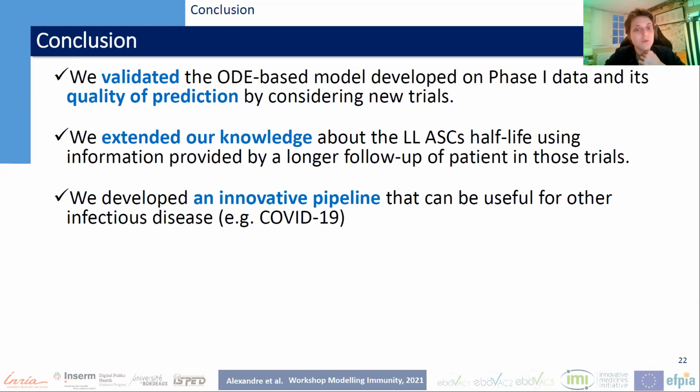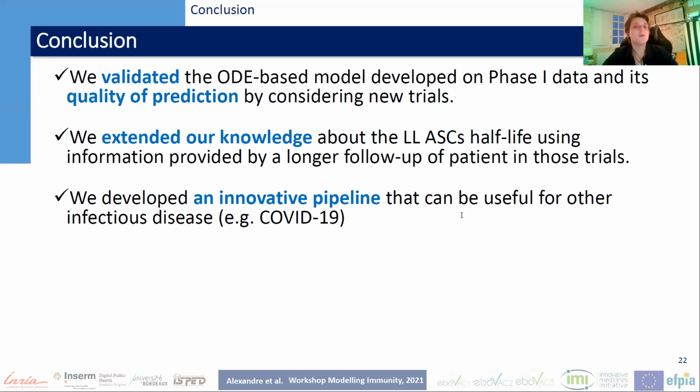To conclude, on all those results, we finally validated the ODE-based model, which was developed by Pasin et al. on phase 1 data, and its quality of prediction by considering additional data from phase 2 trials. We also extended our knowledge about long-term immunity with the update, in particular, of the lower bound of the long-lived antibody secreting cells, from 6 years to 15 years. Through this work, we also developed an innovative pipeline of methodology that can be used for other infectious diseases, for example COVID-19, by updating the model and providing more and more information as soon as new data are available.